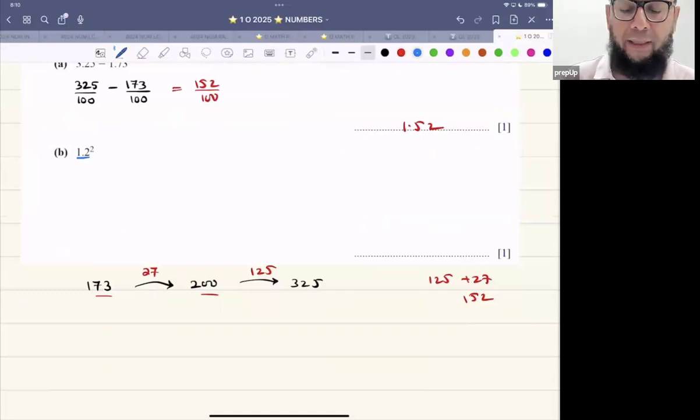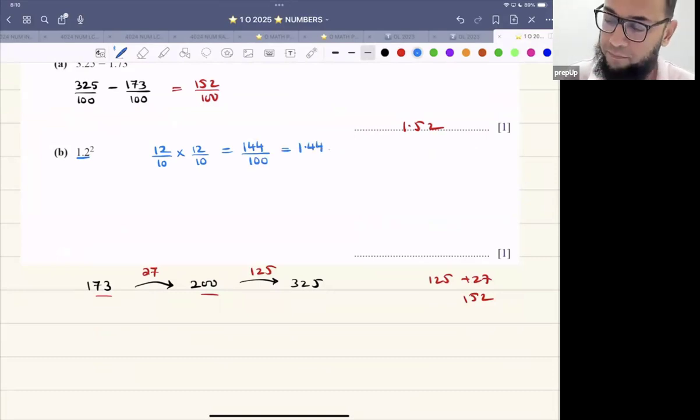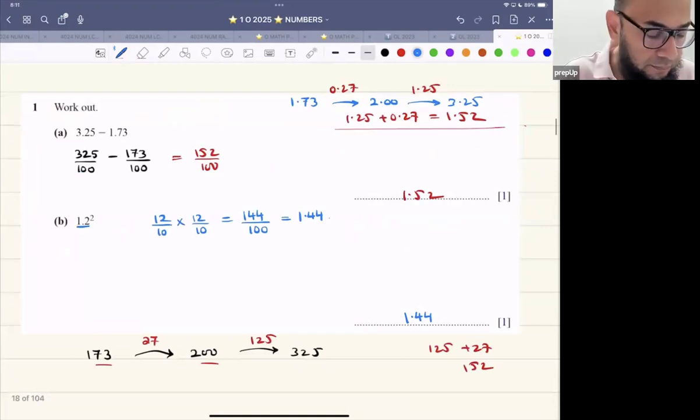1.2 square. 1.2 can be written as 12 over 10 into 12 over 10. 12 into 12, 144. 10 into 10, 100. 144 over 100, 1.44. Okay, all good, all clear.